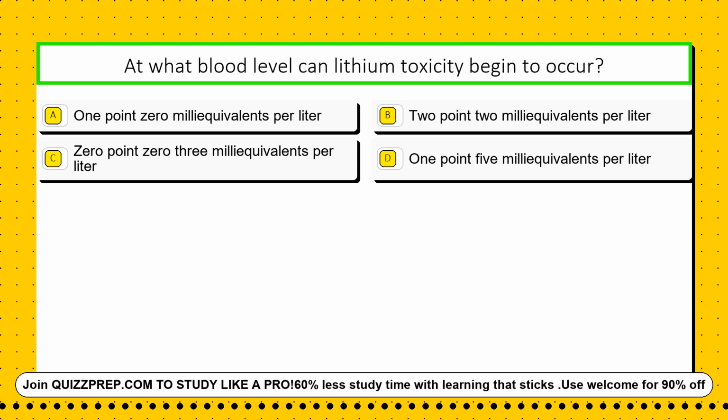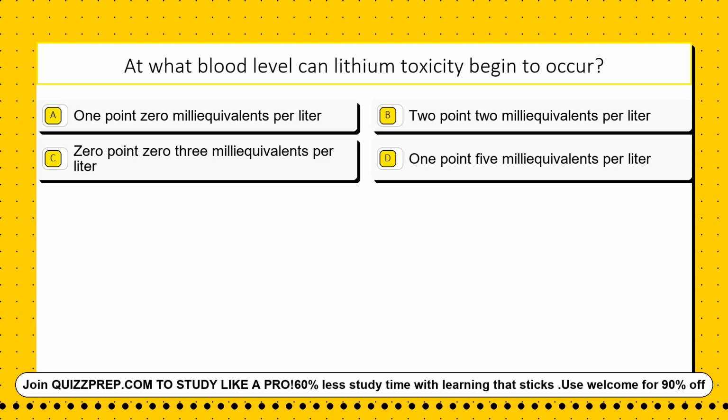Question 70. At what blood level can lithium toxicity begin to occur? Option A. 1.0 milliequivalents per liter. Option B. 2.2 milliequivalents per liter. Option C. 0.03 milliequivalents per liter. Option D. 1.5 milliequivalents per liter.